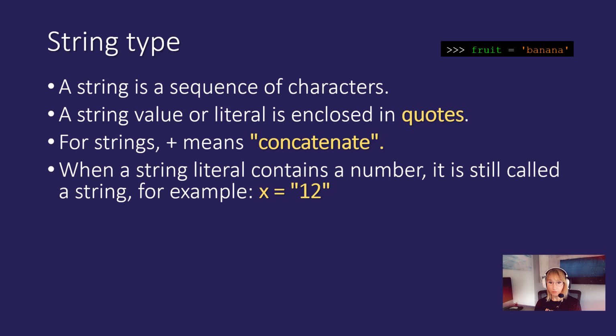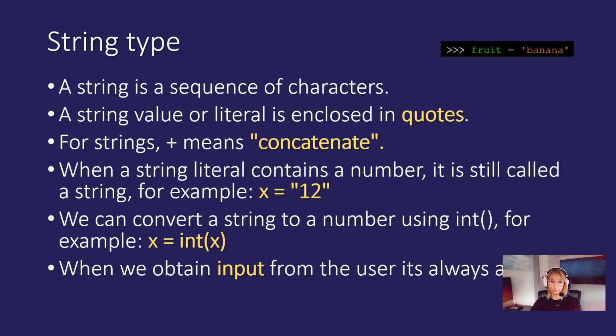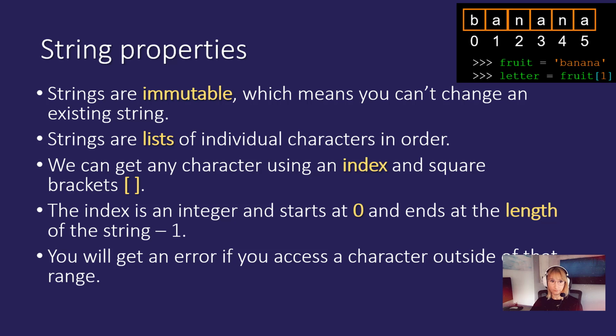When a string literal contains a number, it is still called a string. So for example, x equals 12 inside quotes is not a number, it's a string. And of course, we can convert a string to a number using the int function. When we obtain input from the user, it is always a string. Strings are immutable, which means that you cannot change an existing string.